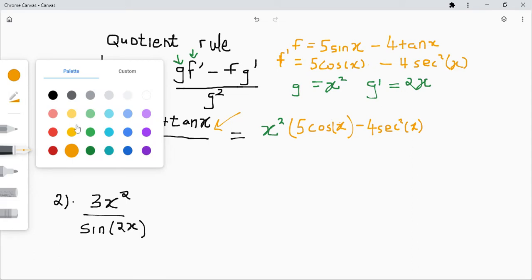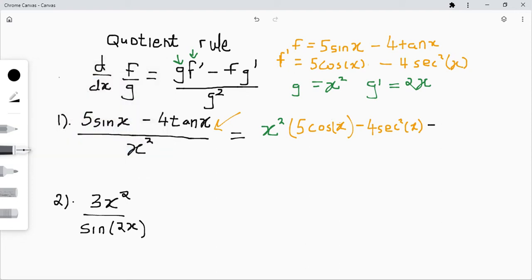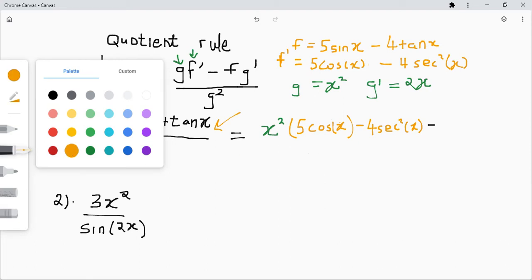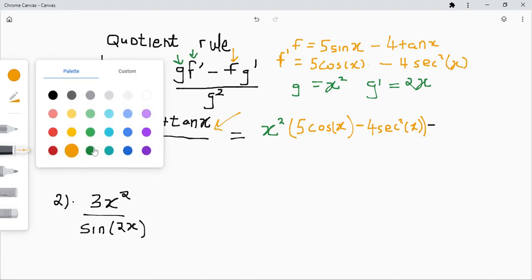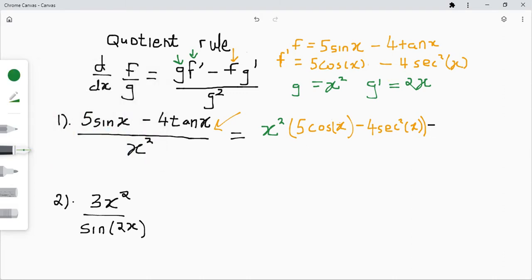Then we're going to say minus, let me close the brackets here. So now we're going to list our f. F is 5 sine x minus 4 tan x, and our g prime is 2x. So we can put the 2x in front so that it looks neat. So we'll start with our g prime, 2x.